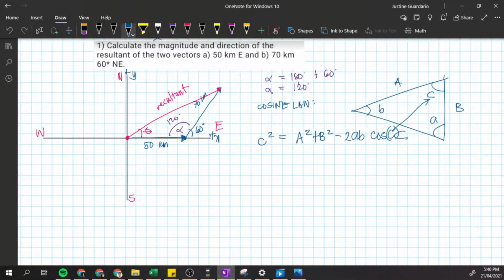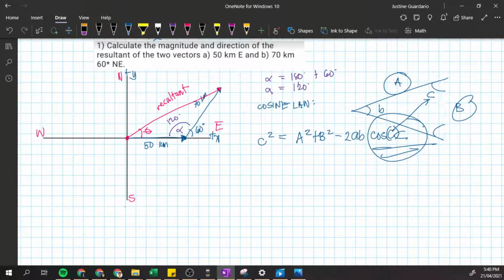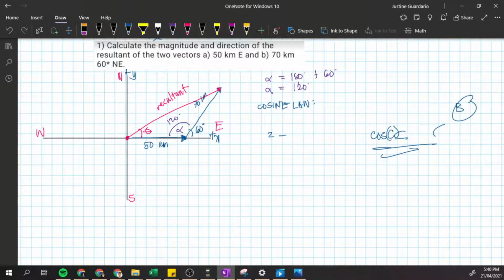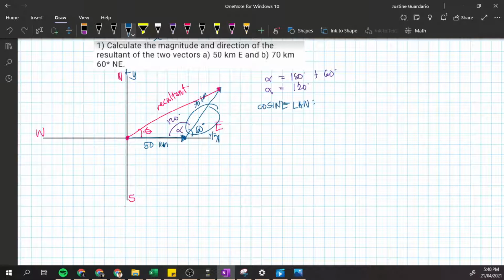Kailangan meron kang two given sides, tapos yung angle in between nila nakabigay din, para mahanap mo tong length ng side na to. Okay? So, i-apply natin yan kasi from our figure, meron tayong 70 kilometers, may 50 kilometers tayo, and may 120 degrees tayo as our angle in between them. So, utilize natin yan. Therefore, we have the magnitude of our resultant.